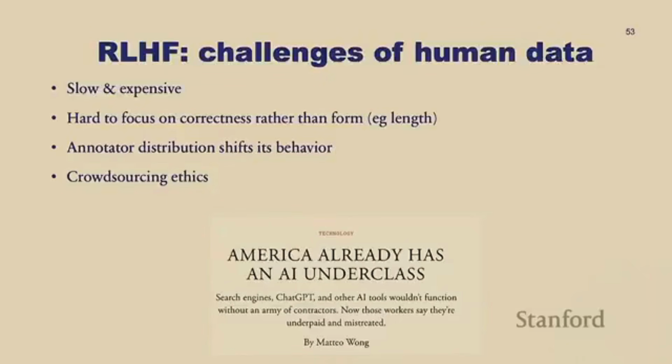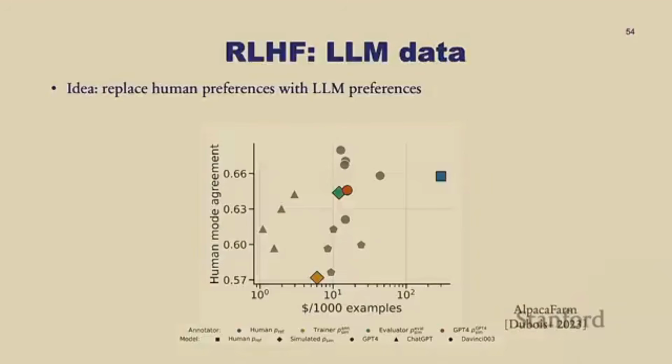So many challenges with human data. So what we did also last year is, again, the same thing as Alpaca, just the idea of, well, there are challenges with humans, maybe we can just replace them with LLMs. So what we did is simply replace, oh, I'm just realizing that the slides are not centered. Anyways, you replace human preferences with LLM preferences.